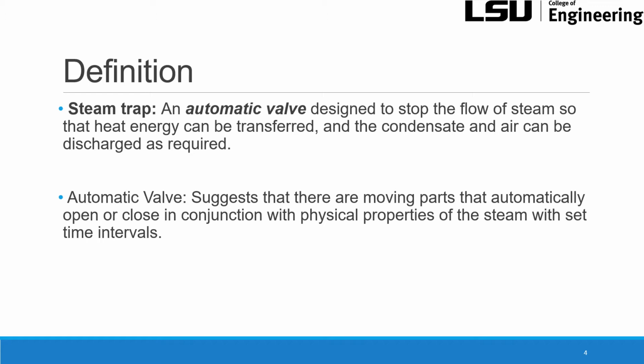The first aspect of this definition is the fact that a steam trap is an automatic valve. Steam traps used to be manually operated, however, this obviously took a lot of time and manpower, so automatic valves took over. This does, however, suggest that these valves are controlled by some sort of physical property within the steam line. We'll go into this later in the presentation.